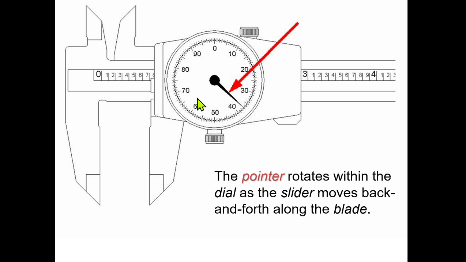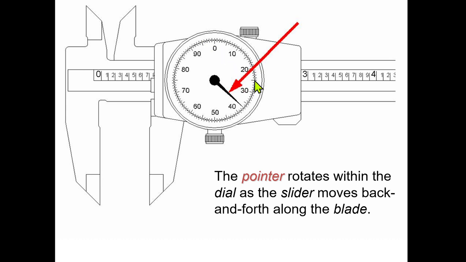The pointer rotates within the dial as the slider moves back and forth along the blade. Now notice, this dial is broken up into 100 individual marks, so each one of these marks is worth 1,000th of an inch. So as I move from 0 to 100 thousandths, this dial is going to make one complete revolution. Okay, and each time I move to a different numbered mark, I'm going to get another additional complete rotation of the dial.